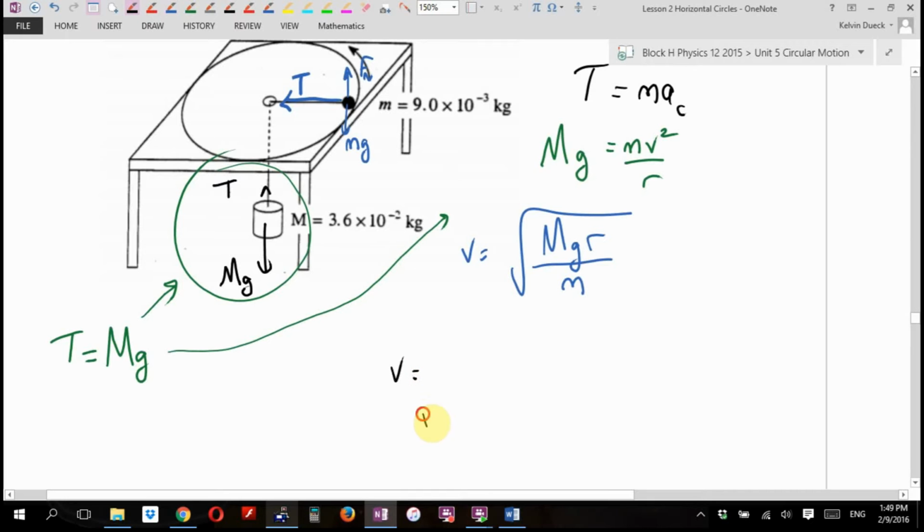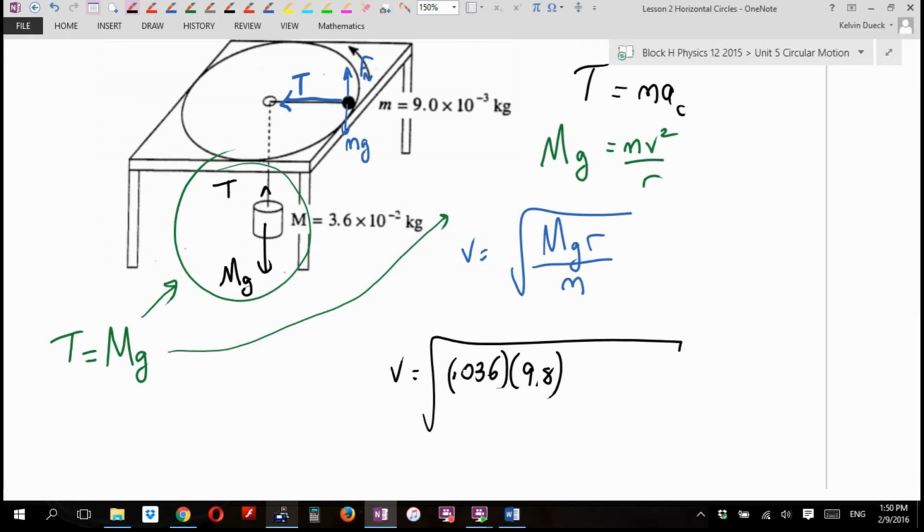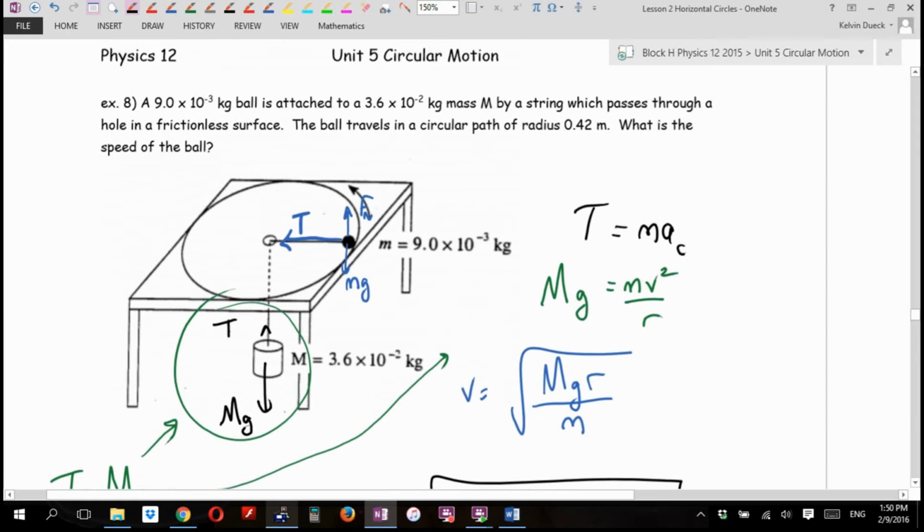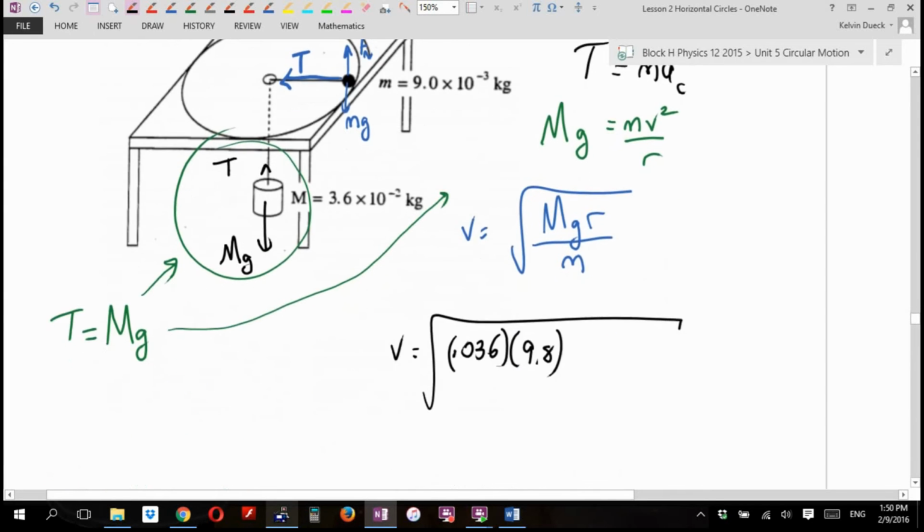V equals the square root of big M, 0.036. That's what 3.6 times 10 to the negative 2 is, but that's less typing. G, 9.8, not negative 9.8. I took care of that all in my free body diagram. R, wait a minute. Did they give me the radius? Ah, in the question. Whew.